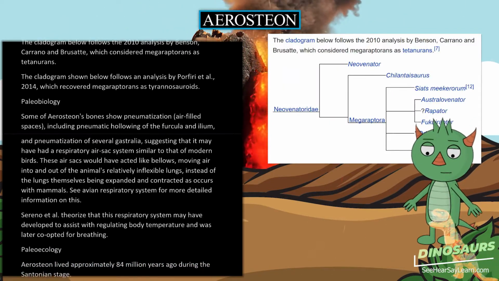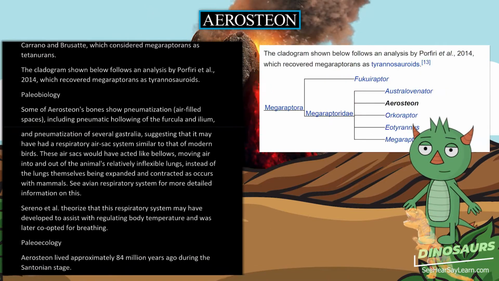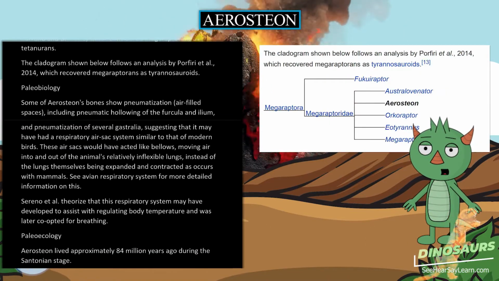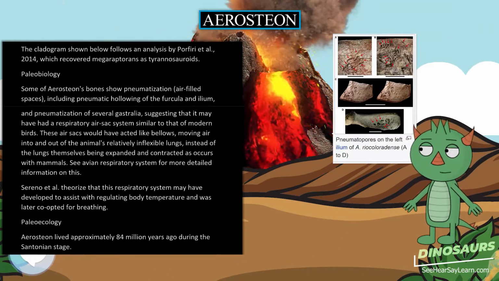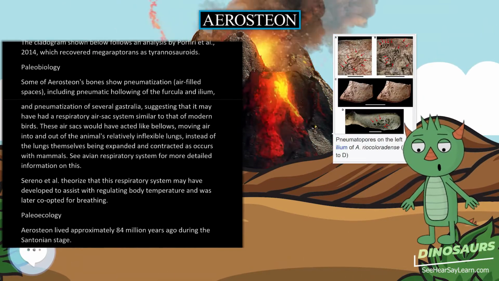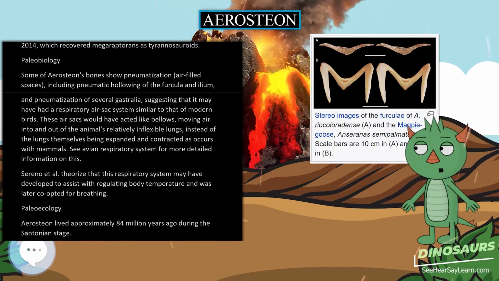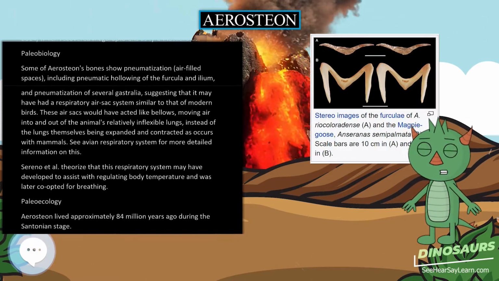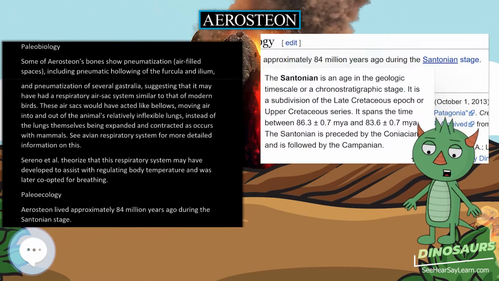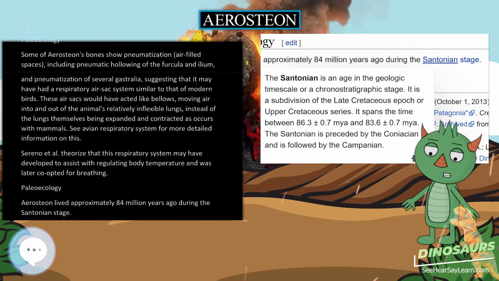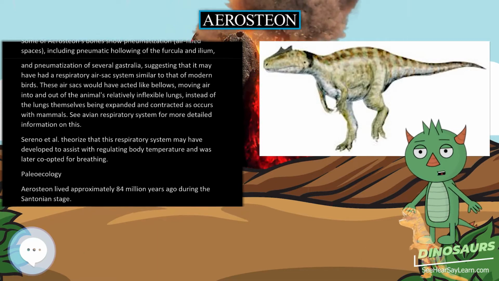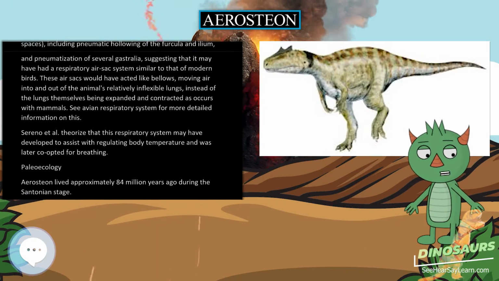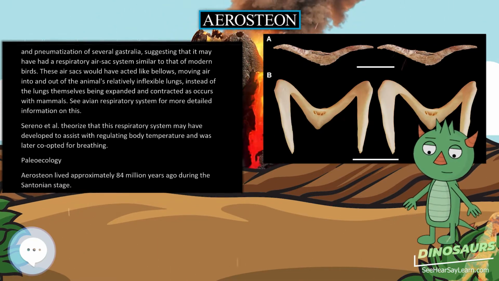Paleobiology. Some of Aerosteon's bones show pneumatization, air-filled spaces, including pneumatic hollowing of the furcula and ilium, and pneumatization of several gastralia, suggesting that it may have had a respiratory air sac system similar to that of modern birds. These air sacs would have acted like bellows, moving air into and out of the animal's relatively inflexible lungs, instead of the lungs themselves being expanded and contracted as occurs with mammals. See avian respiratory system for more detailed information on this.